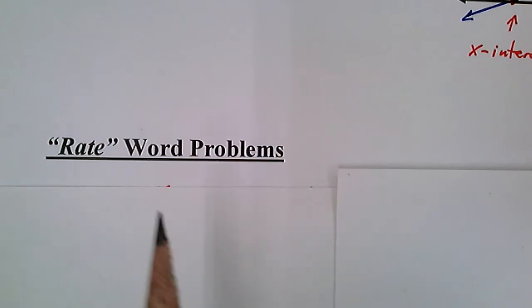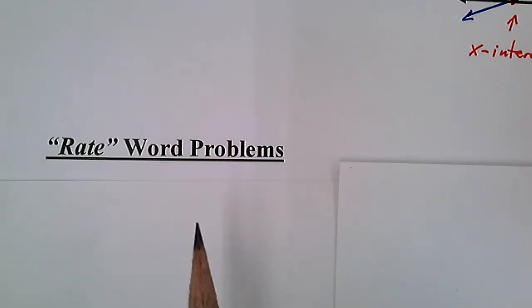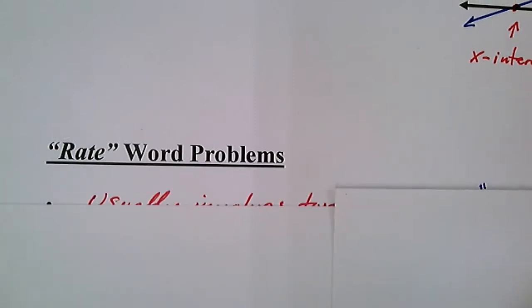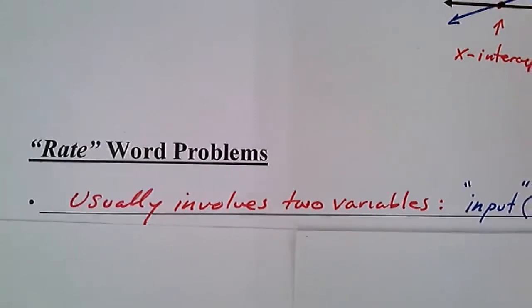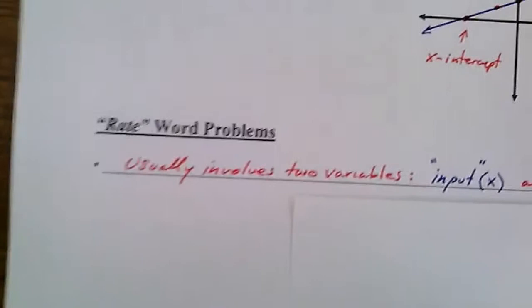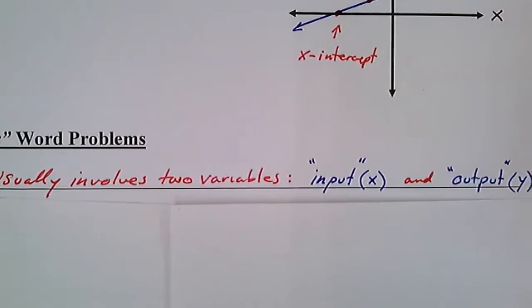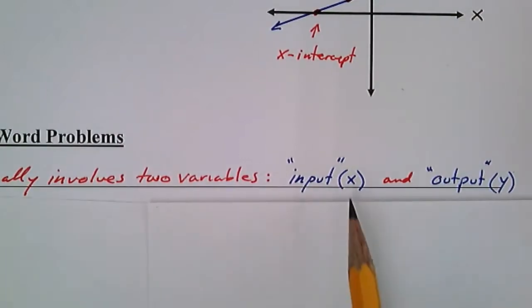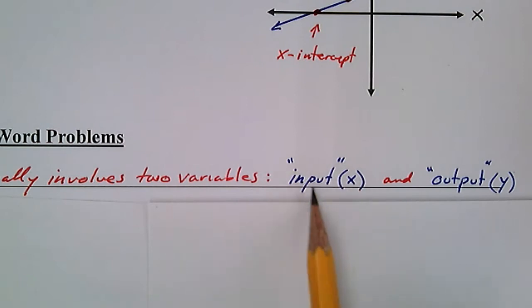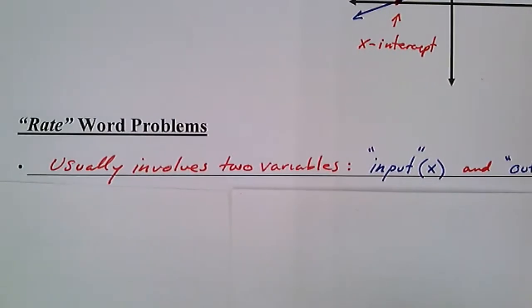The next lesson that I'm going to give you is a strategy called the 3-box strategy, which we've talked about a little bit, but I'm going to go over it more in depth. A rate word problem usually involves two variables. Okay, so go ahead and copy these notes down. They usually involve two variables, an input, that's your x variable, and an output, which is your y variable. So you have the input, this is where we plug numbers in, and then this is our output. We're going to talk more about that in the coming days.